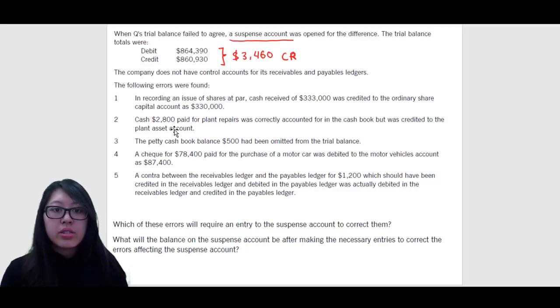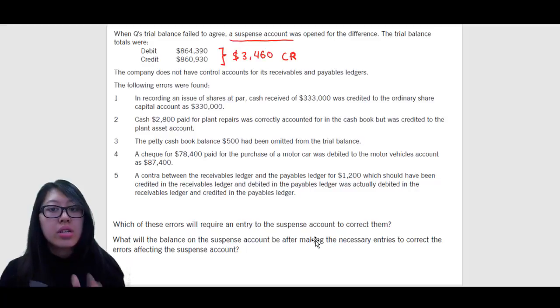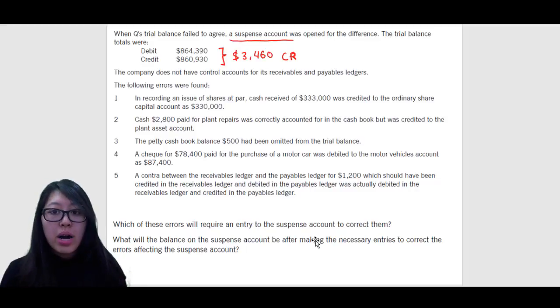Now let's take a look at number 2. Cash 2,800 paid for plant repairs was correctly accounted for in the cash book, but was credited to the plant asset account. So like I said, sometimes they like to highlight which has been already correctly done and which one is an error. So in here they tell you it's already been correctly done, the cash that was paid has been correctly accounted for. So the cash book should have no problem. But the key word here is the "but was credited to the plant asset account." That's a sign that that is an error. Maybe it's not supposed to be credited to plant asset account.